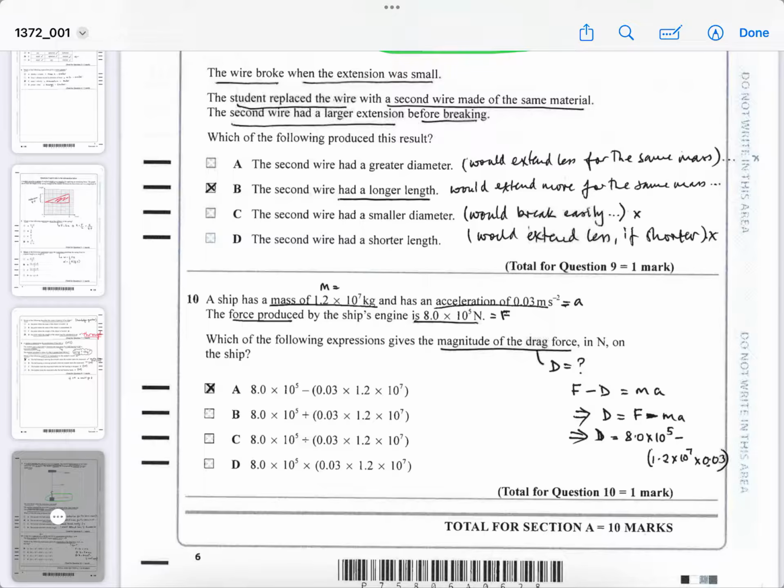So that means the force that I've put 8.0 as F, minus the drag, must be the resultant force, F minus D, which is accelerating the ship forwards. Therefore, if you want to work out D, it would make D the subject of the equation. It would be D equals F minus MA, which would be 8.0 times 10 to the 5, minus 1.2 times 10 to the 7 multiplied by 0.03, which gives you the answer A.